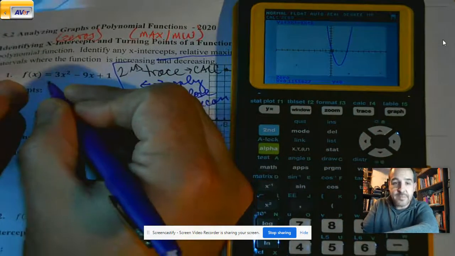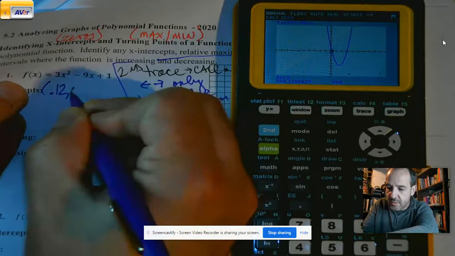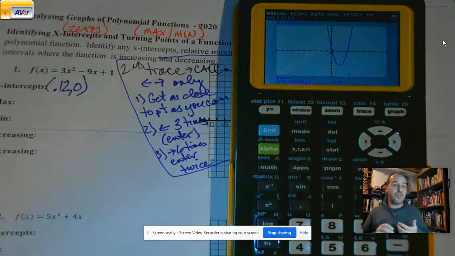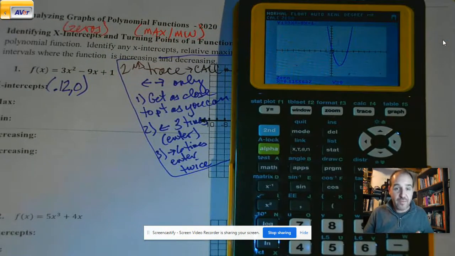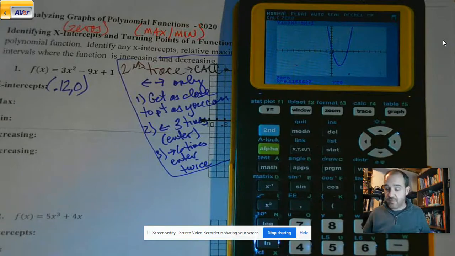So my x-intercept here would be, let's see, 0.120, because my y value is always 0 on an x-intercept. So I found that first point, but guess what? There's another one. You start the process over.